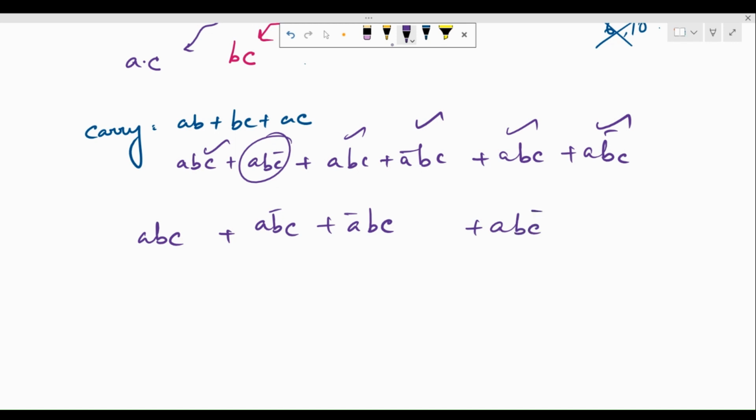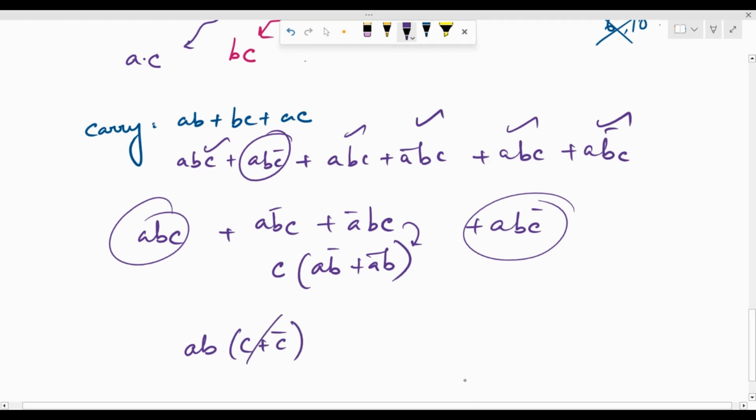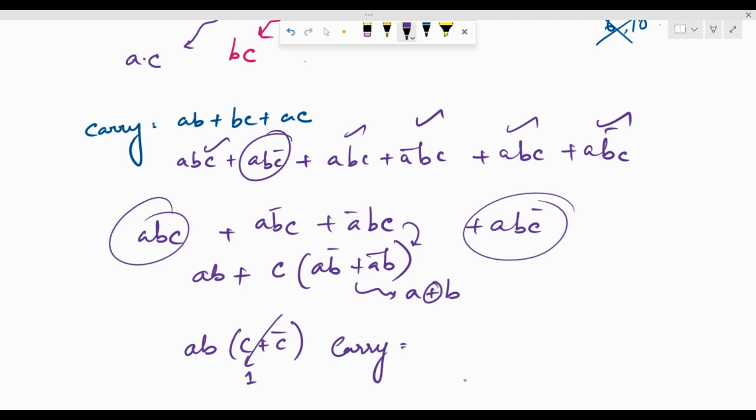So now I can say that this is A, B bar, C plus A bar, B, C. I can take C common, A, B bar plus A bar, B. This is what I get from this. And grouping these two together, if I take A, B common, I'll get C plus C bar. C plus C bar is nothing but 1. So what actually comes out of it is just AB. So what are the two terms? It's AB plus this combination. And this is nothing but XOR of A and B. So ultimately I get my carry as AB plus C A XOR B.